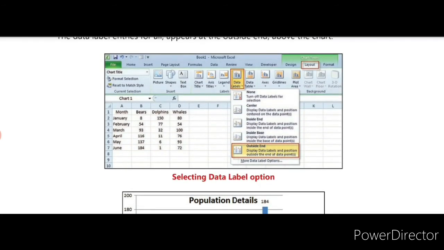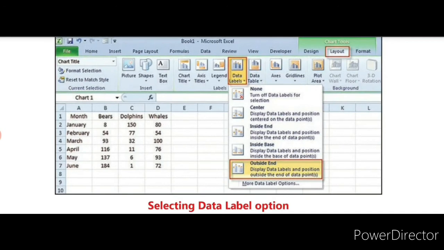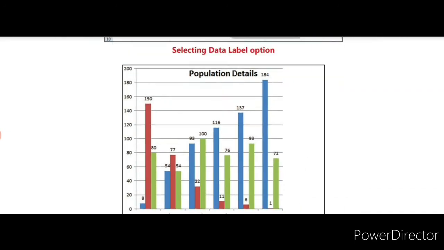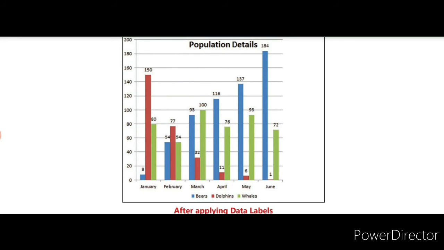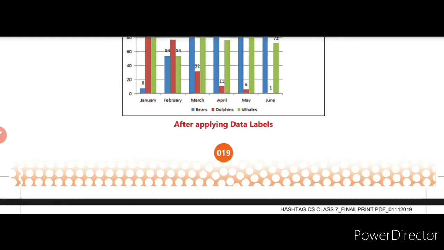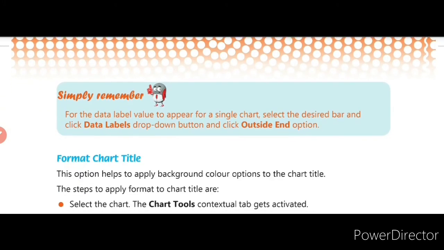So this is the window which shows how to select the data label option. So this is the chart which shows the data labels are presented on the outside end above the chart. See, these are the data labels: 150, 80, 77, 93. Okay, so these are the data labels presented on the outside end, because here we have selected the outside end option. So data labels are located at the outside end of the top of the chart. Clear? See, simply remember the steps.